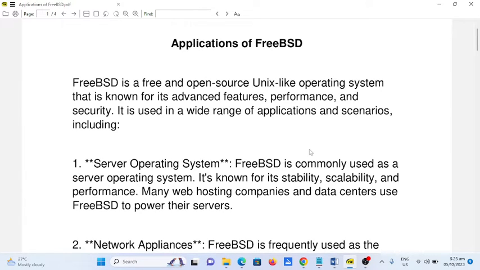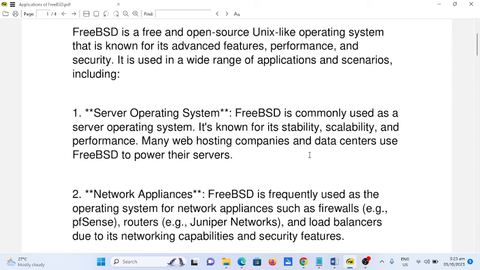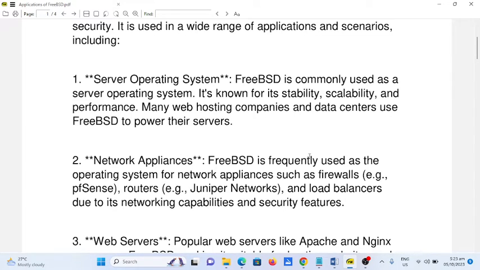Applications of FreeBSD. FreeBSD is a free and open source Unix-like operating system that is known for its advanced features, performance, and security. It is used in a wide range of applications and scenarios including number 1, server operating system. FreeBSD is commonly used as a server operating system. It is known for its stability, scalability, and performance. Many web hosting companies and data centers use FreeBSD to power their servers.